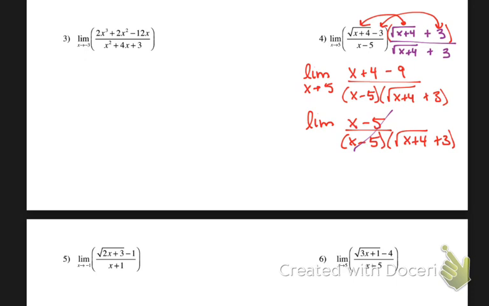All right, so now what we have is the limit as x approaches 5 of 1 over square root of x plus 4, plus 3. So now do direct substitution again. Plug in x is 5, and we should get 1 over 6.